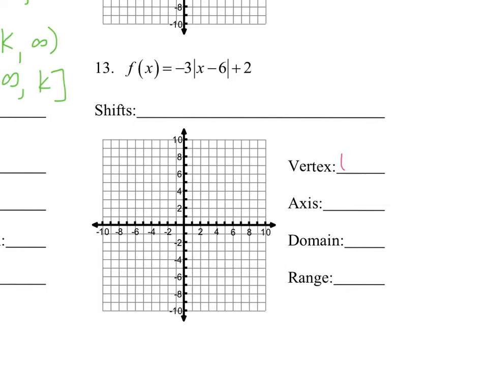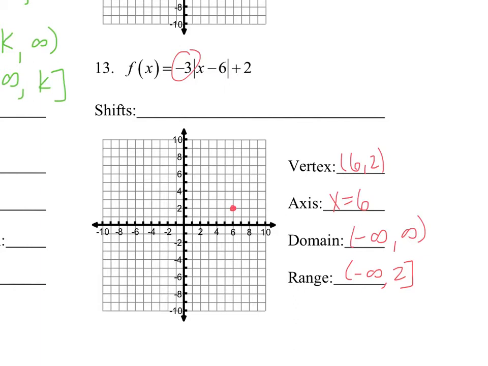So the vertex is going to be 6, 2. The axis of symmetry is x equals 2. The domain is negative infinity to infinity. And then the range, since a is negative, it's going to come up from negative infinity and then stop at the y value of the vertex, or in other words, the k value. So in this example, 2. Okay. So let's plot our vertex at 6, 2.